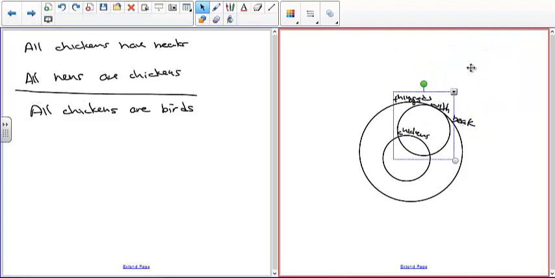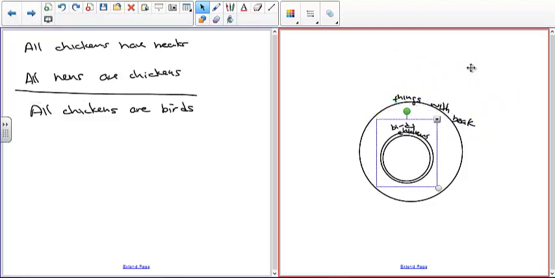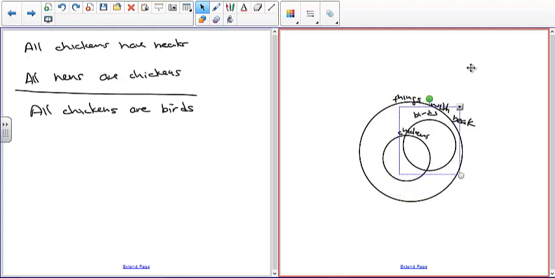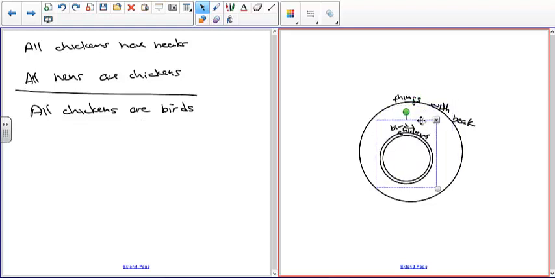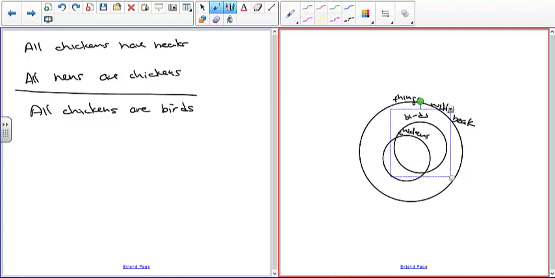So all I can say is it's inside this circle. It may be like that. Chickens may be birds, but it doesn't say that, so it doesn't restrict where I put this in there. As a consequence, this is not inside of that. So our conclusion, all chickens are birds, the only way that would happen is if this bird circle was outside of the chicken circle. But that's not forced on us by this argument.